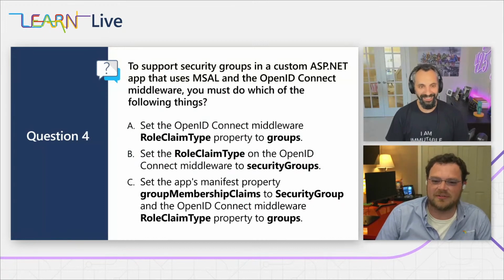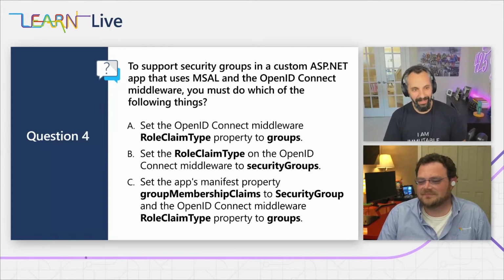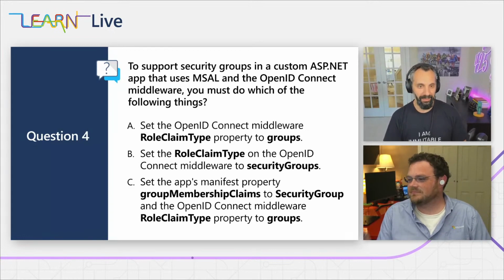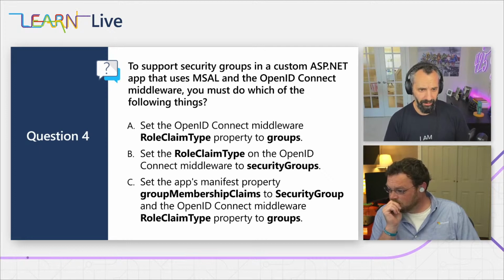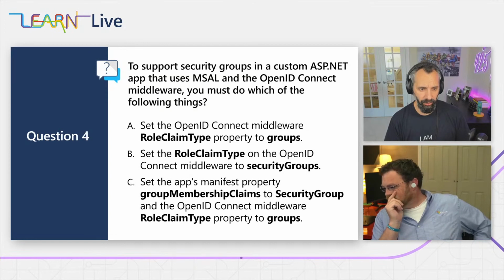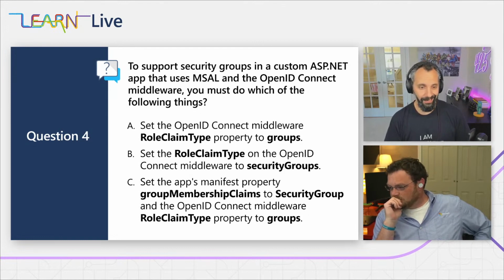To support security groups in a custom ASP.NET app that uses MSAL and OpenID Connect middleware, you must do which of the following things? Set the OpenID Connect middleware role claim type property to groups. Set the role claim type of the OpenID Connect middleware to security groups. Or set the app's manifest property groupMembershipClaims to security groups, and then configure the OpenID Connect middleware with a role claim type property of groups.